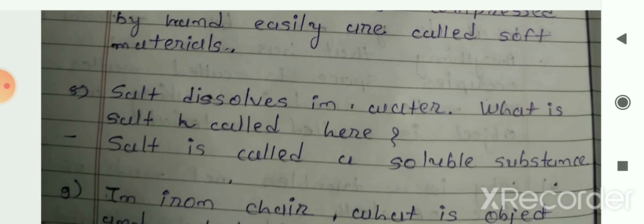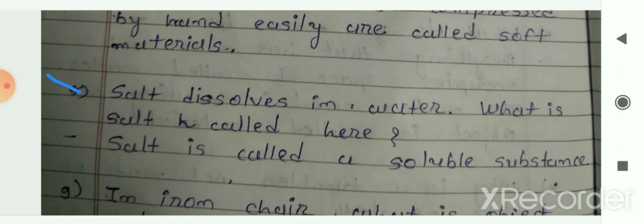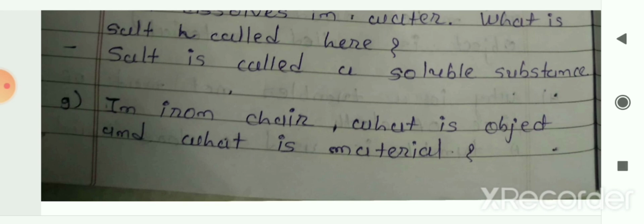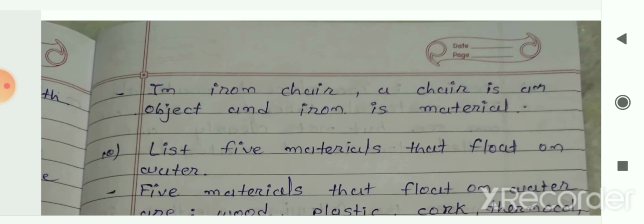Next is, when salt is dissolved in water, what is salt called here? When salt dissolves in water, we can say that salt is a soluble substance, that is soluble in water. Next is, in an iron chair, what is the object and what is the material? We had seen the example of a wooden chair. Now in an iron chair, the chair is the object and iron is the material.